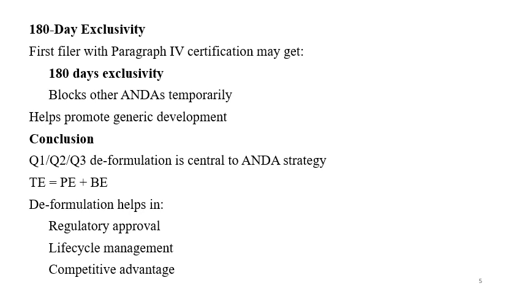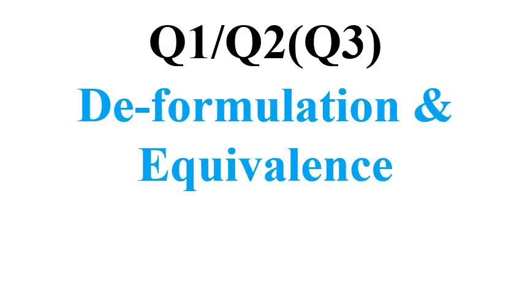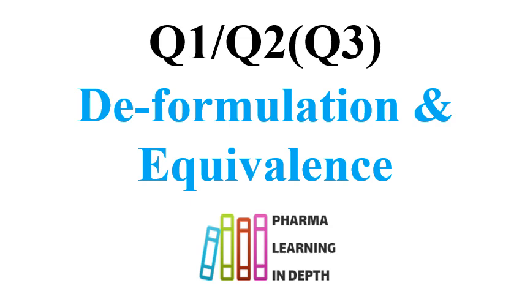So Q1, Q2, Q3 and deformulation help in regulatory approval, life cycle management, and can provide competitive advantage through first to file type of application. This was generalized information on Q1, Q2, Q3 deformulation and equivalence.